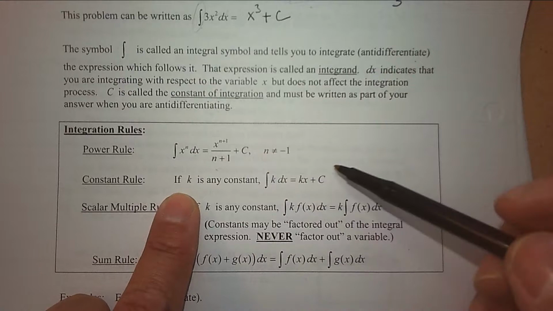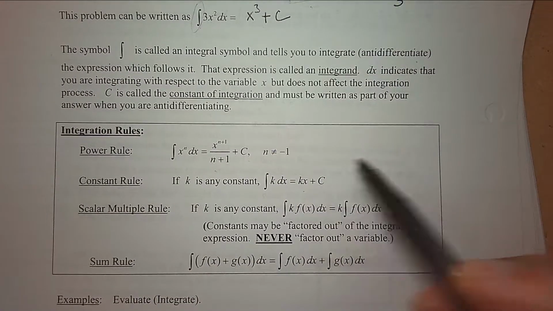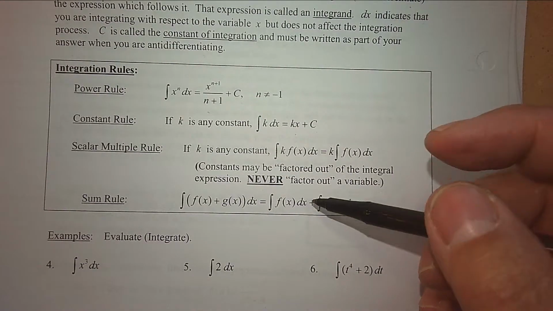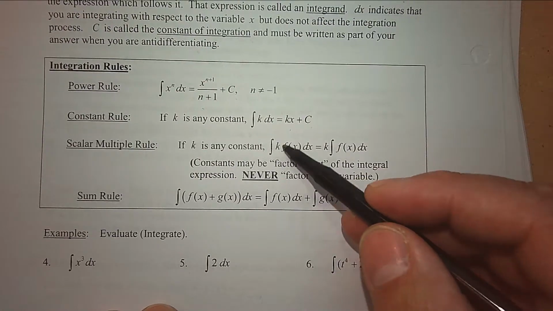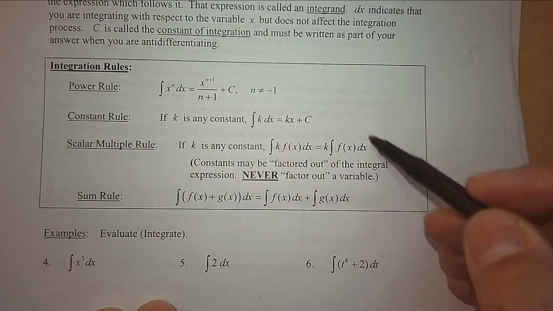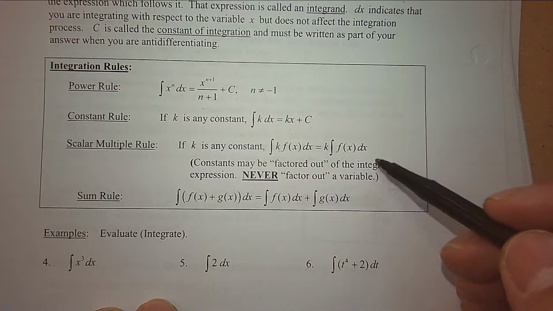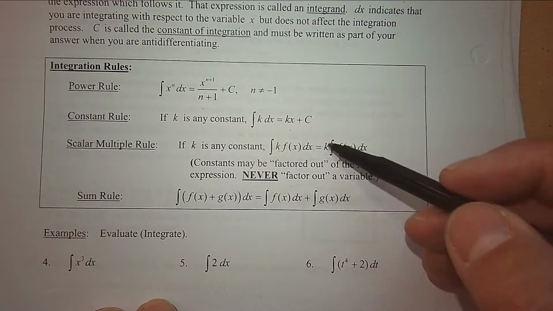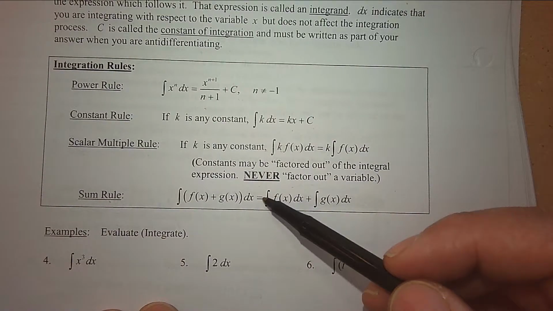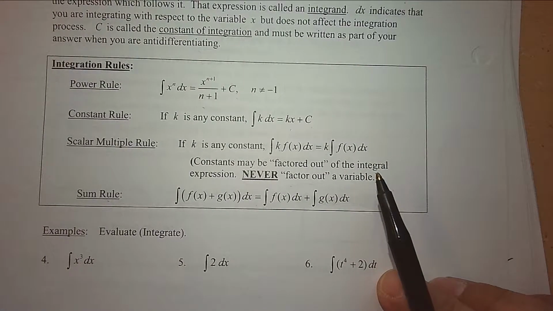The answer would just be kx if you're integrating with respect to x, and then you can't forget the C. A scalar multiple rule: if you have a constant that can be factored in front of the integration, you can take that constant in front and then integrate, and that constant can be tacked on in front at the end. You can never factor out a variable, only a constant. And this is the sum or difference rule: if you have adding or subtracting, you can integrate each one separately to get the answer at the end.